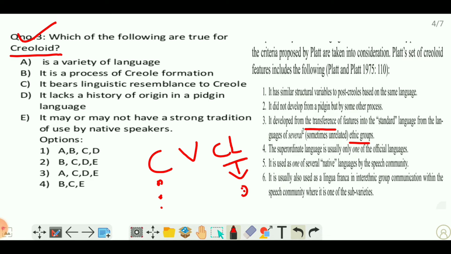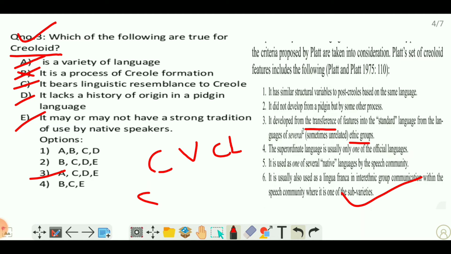There are many other features available here. You can read the list. So, it is a variety of language. It is not a process of Creole formation, but it bears linguistic resemblance to Creole. It lacks the history of origin in a pidgin language, and it may or may not have a strong tradition of use by native speakers. The correct option is A, C, D, E. The example of Creoloid language is Singlish, spoken in Singapore.